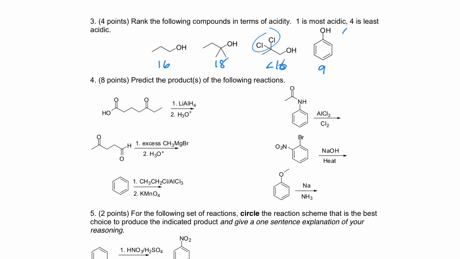We could also use ARIO. Atom is all the same. We have O for everything. Resonance. We have more resonance in phenol. So phenol should be the most acidic, and let's use a different color here. So phenol is the most acidic.